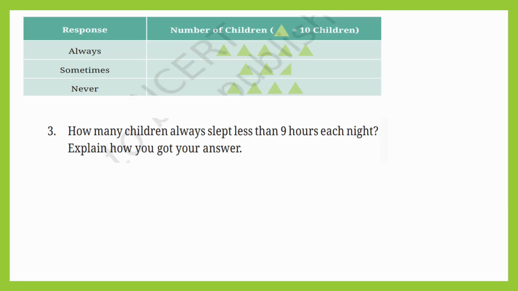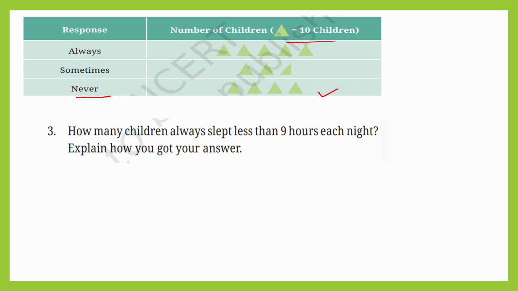Then, how many children always slept less than 9 hours each night? Explain how you got your answer. See, how many children always slept less than 9 hours each night? That is this row, never. How many triangles are there in that row? 1, 2, 3, 4 triangles are there.